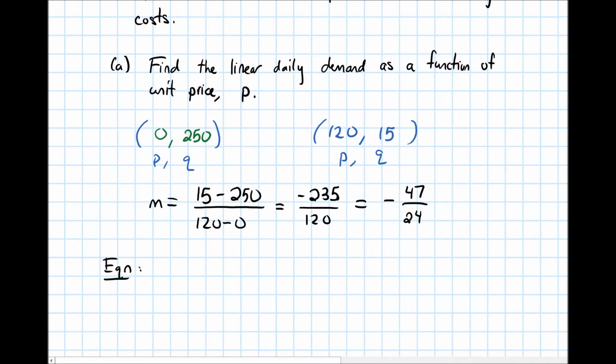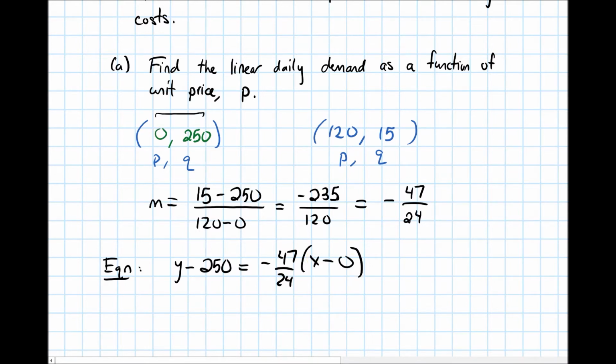So for the equation, I'm going to use point slope form for this. Although we could also use slope intercept form, because we actually do have the y-intercept. But just to practice using point slope form, I would get y minus one of my y coordinates. I'll use this first point, it just looks a little bit nicer. Y minus 250 equals the slope, negative 47 over 24, times x minus the x coordinate, which was 0.